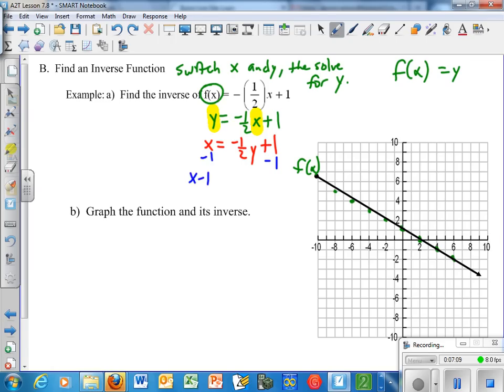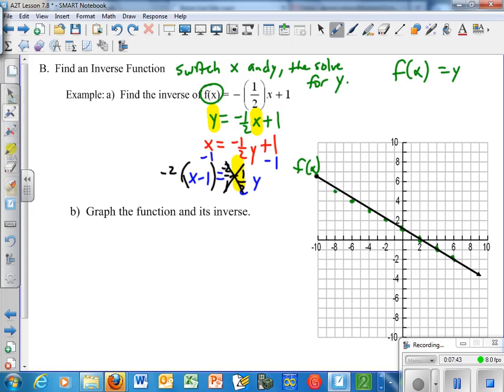So I have x minus 1 is equal to negative 1/2 y. Now, you can't really divide by a fraction. You have to know the rule that I'm going to multiply by the reciprocal of this fraction. So I am going to multiply times negative 2 over 1. That's the reciprocal of negative half. So I'm going to multiply by negative 2 over 1, which really is just negative 2. So I'm going to take that off of there, and we're really just going to multiply by negative 2.